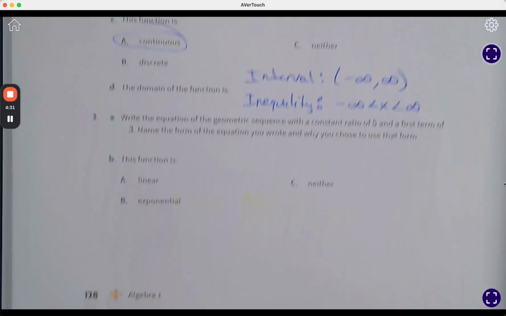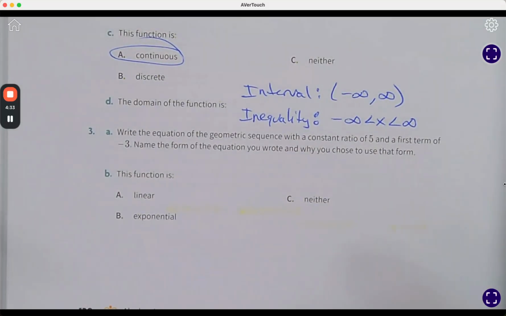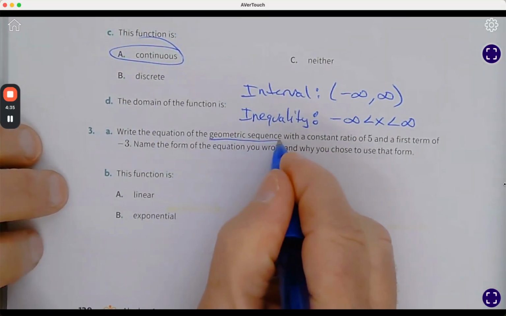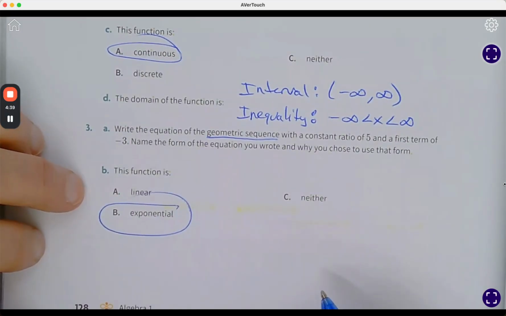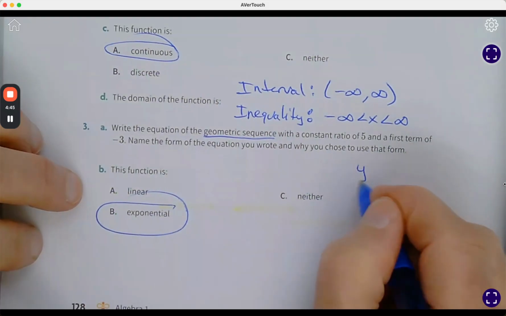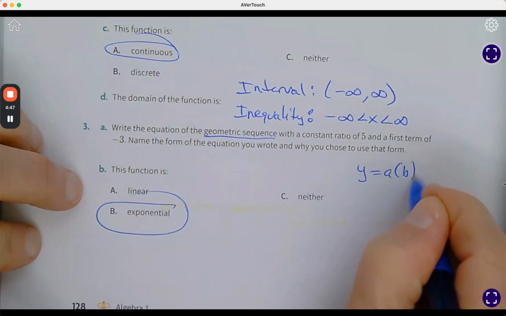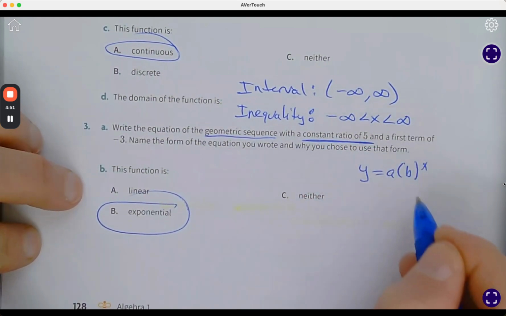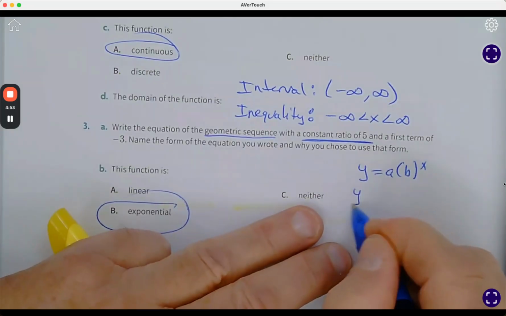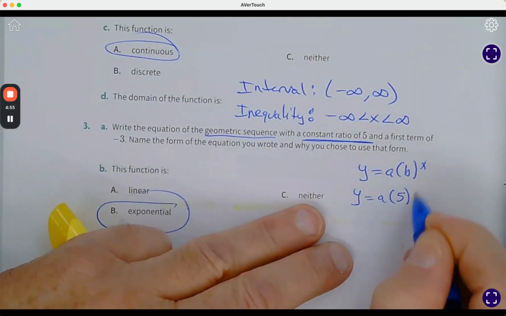Number 3. Write the equation of the geometric sequence. Boy, right there it tells me exponential. Right? With a constant ratio of 5 and a first term of -3. Okay, so it's y equals a times b to the x. That is my constant ratio. That's the b. So y equals a 5 to the x.